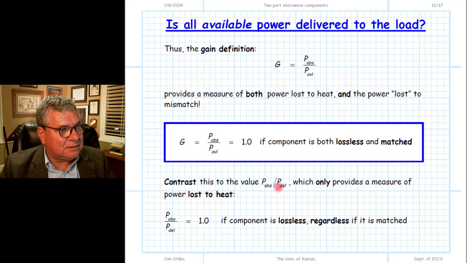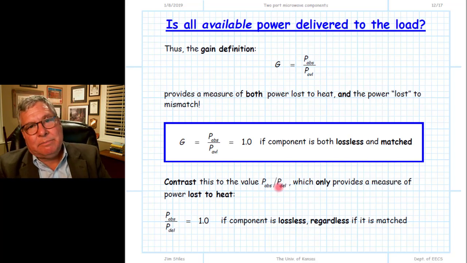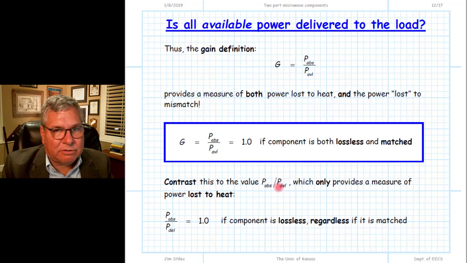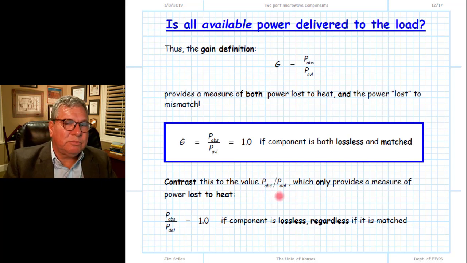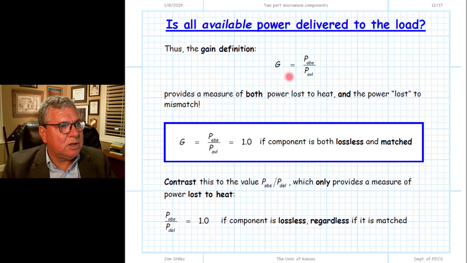So again, this gain is useful to us in the majority of situations in electrical engineering when we're not concerned about maximum power transfer regardless of the length of transmission line. If we're not using transmission lines at all, it doesn't really matter to us. We typically use this gain. But in a microwave system where we're concerned with preserving maximum power transfer, we use this gain because it provides an indication of both whether the device is lossless and is matched.